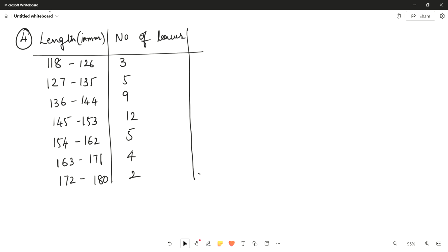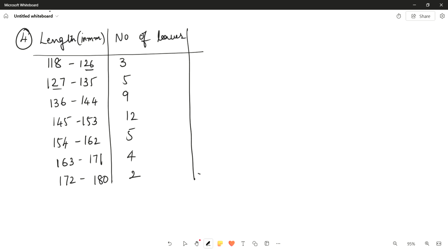Okay. Correct. You should make it continuous. So here, if you observe, the upper limit of the first one is 126, and the second one is 127. Right? It is not the same. Earlier, what we were doing, it was the same, so that we call it a continuous class. But here, it is not the same. So we have to make it a continuous class. Then we have to do the problem here.